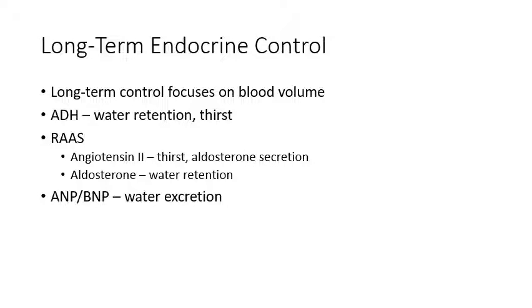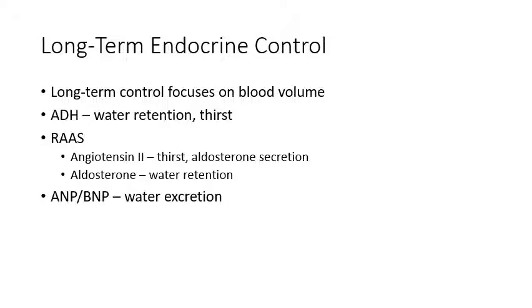And I've got a diagram on the next slide, actually, that shows the RAAS in a bit more detail. So angiotensin II increases thirst. That means you're going to drink more, your blood volume will go up, and therefore blood pressure will go up. Angiotensin II also causes aldosterone to be secreted, and then aldosterone affects the kidneys, causing them to retain water. That means you're going to make less urine, and as you keep drinking at a normal rate or an increased rate because of angiotensin II, you're going to end up with a greater blood volume, which then increases blood pressure.